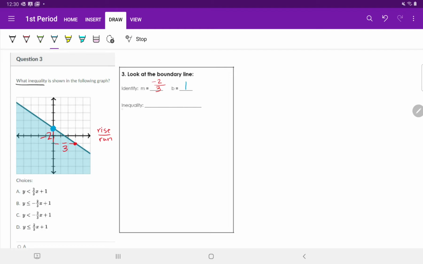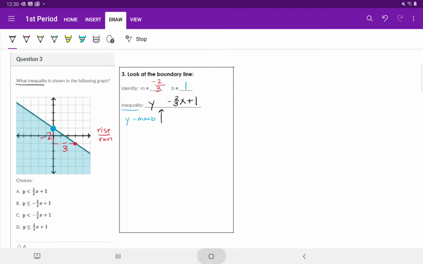So now we need to write our inequality, which we should start out in the form y equals mx plus b. So if we do that, we'll write y equals -2/3 x plus 1. But notice I left my equals blank. We need to figure out what symbol to put in there because we want an inequality.